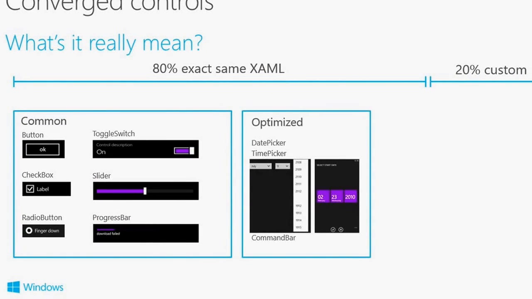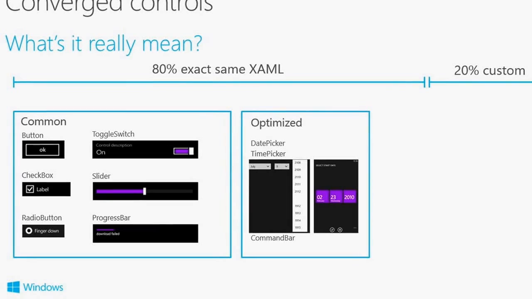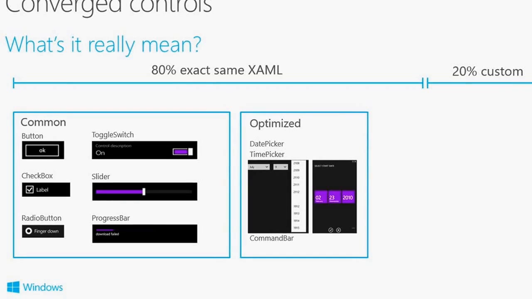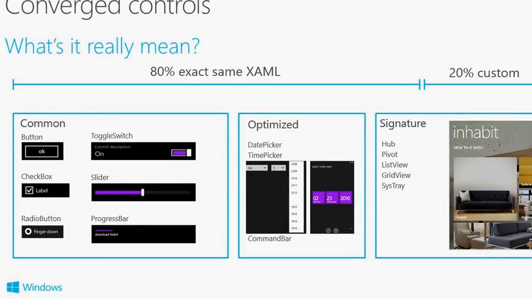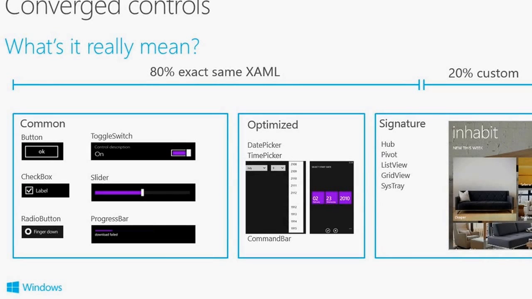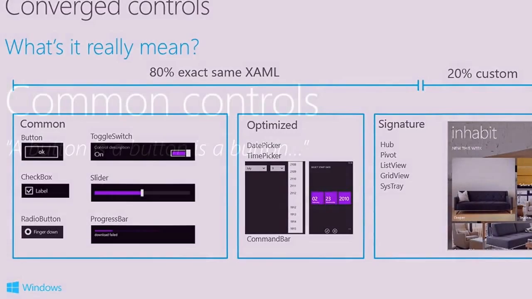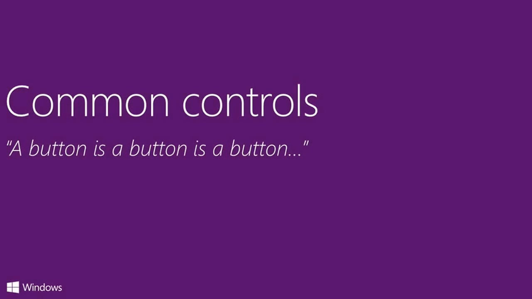The optimized ones, like the date picker, the command bar, and the time picker, and a few others, you program the same in the XAML for your views for Windows Phone and for big Windows, but they might actually render slightly differently because they're optimized for the platform. And then you've got these signature controls, and we're going to dig a bit deeper into all of these categories. The signature ones are the ones that encapsulate the best practices, the nice behavior.